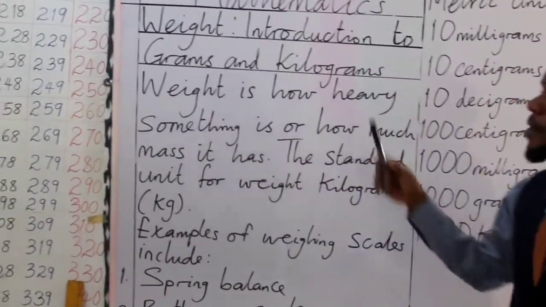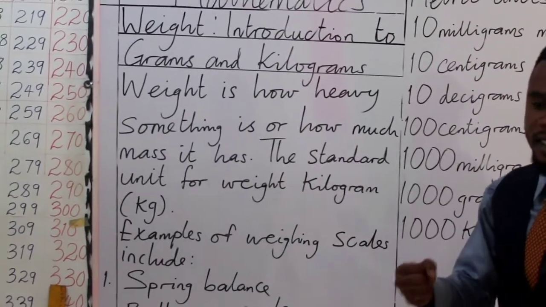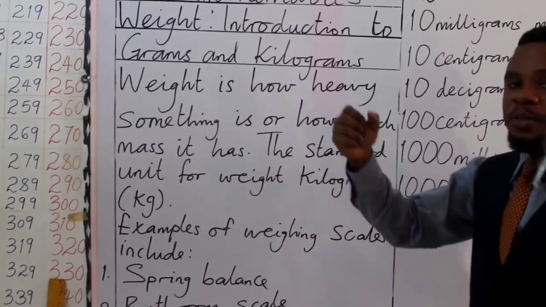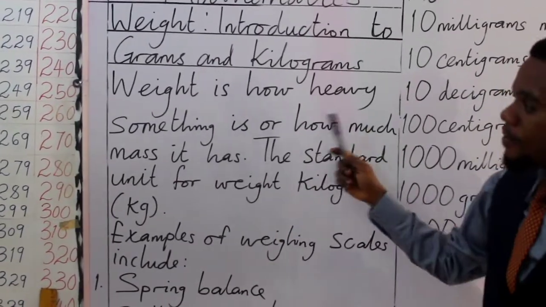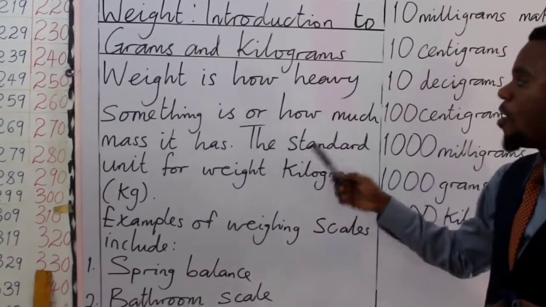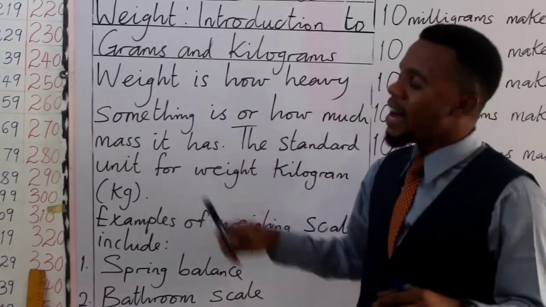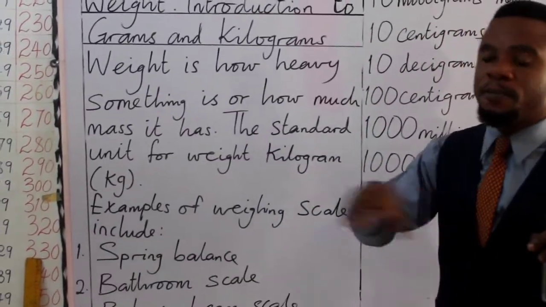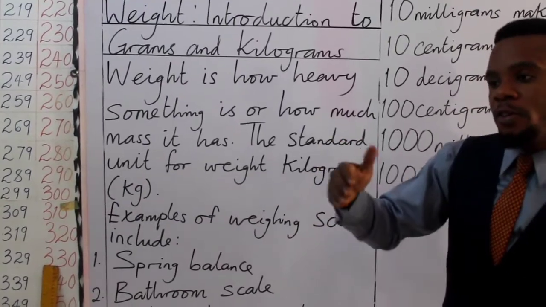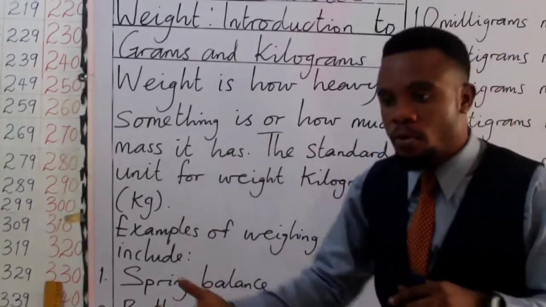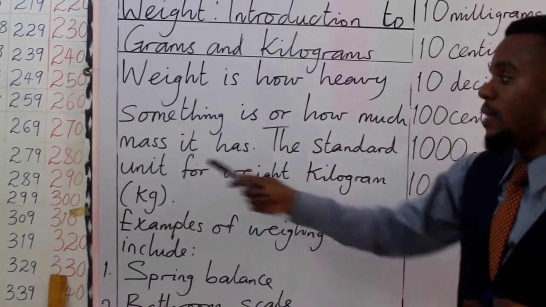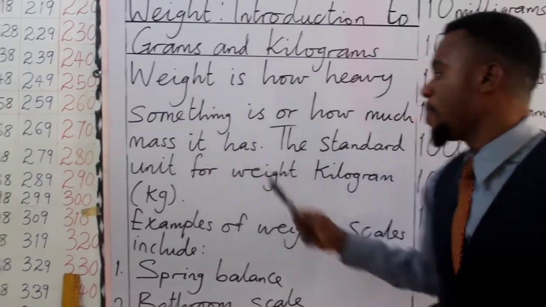Weight is how heavy something is. When you lift someone up, you say, wow, you have so much weight. So weight is how heavy something is, or how much mass it has. That means mass differs. Your younger one might have less mass than the other person. Mass is not always the same.